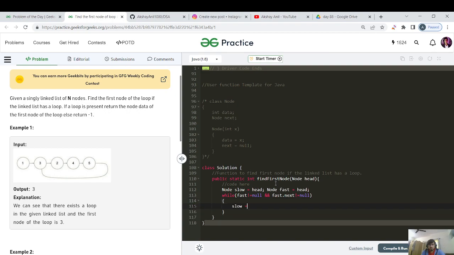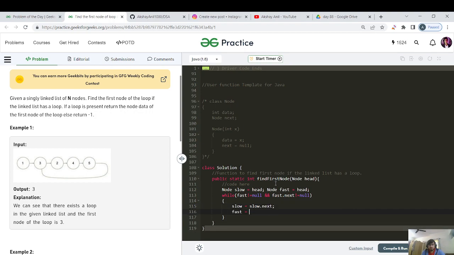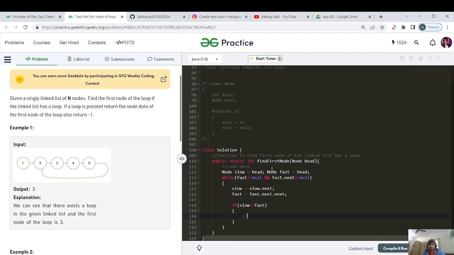So slow equals slow.next, and fast equals fast.next.next, right? So I have a condition now. If the slow and fast pointers meet at some point, pointing to the same node, then I will say that I have found that a loop exists, or you can say a cycle exists, right?